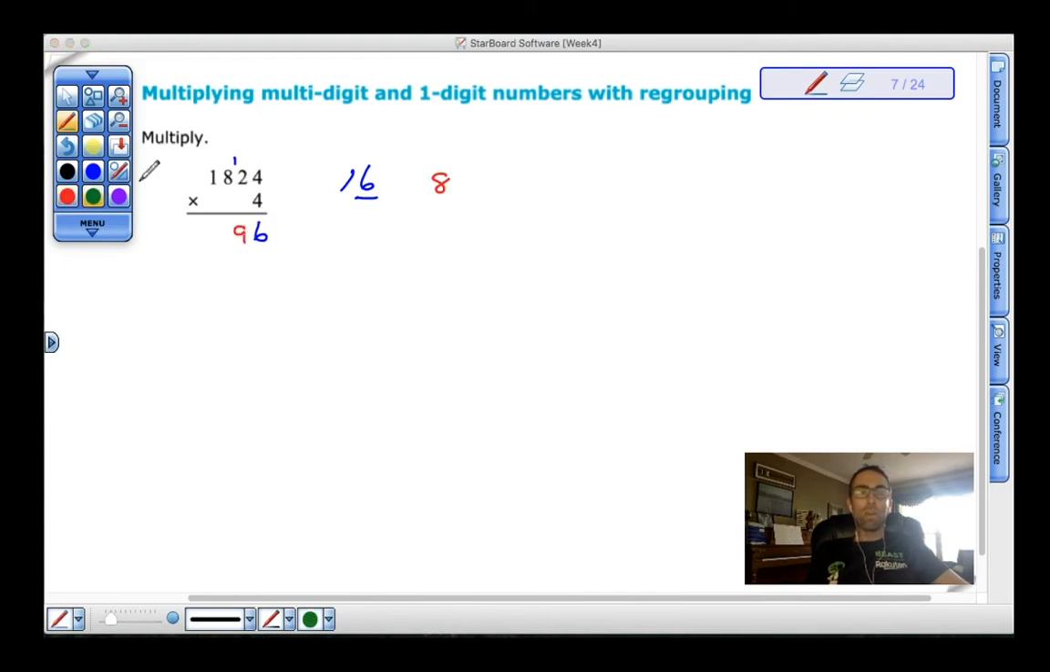I'm then going to go on to do 4 times 8, which I get an answer of 32. So the 2 comes down right underneath the 8, and the 3 comes up to the top. Lastly, I'm going to be doing 4 times 1. 4 times 1, I get an answer of 4, and 4 plus the 3 gives me an answer of 7. So 7,296 is your answer.